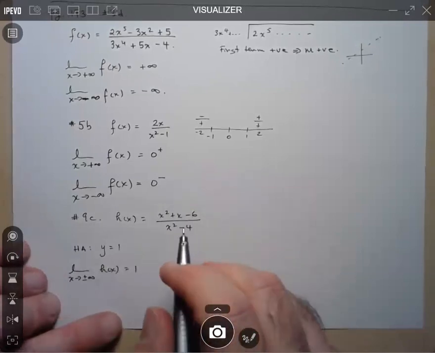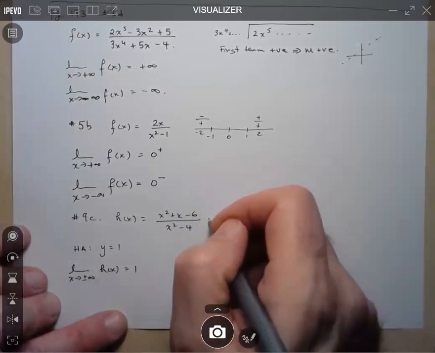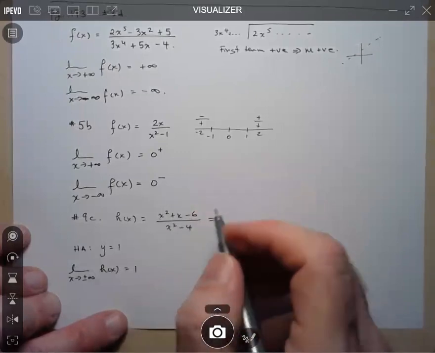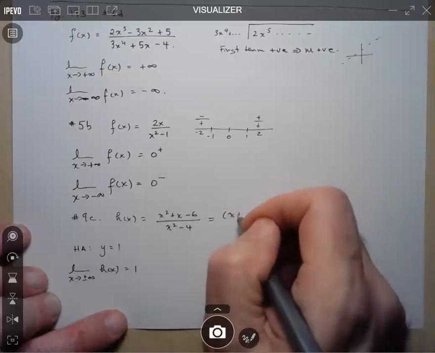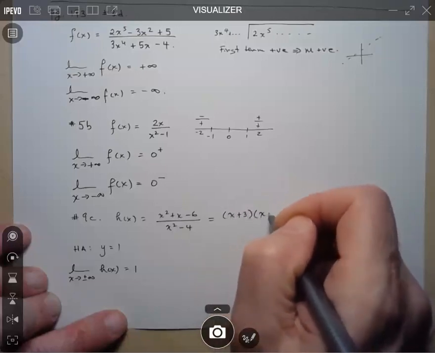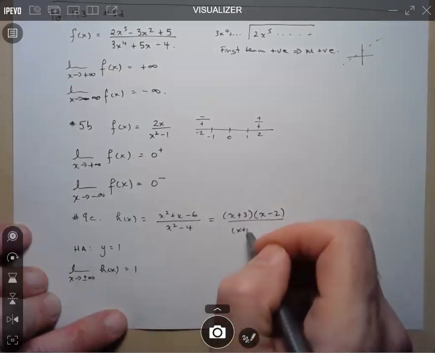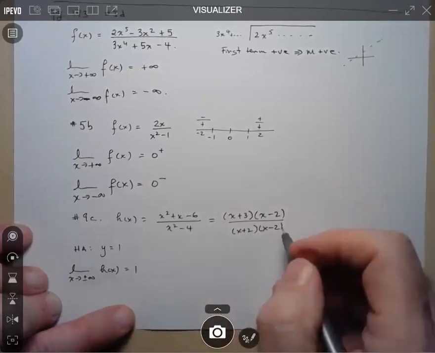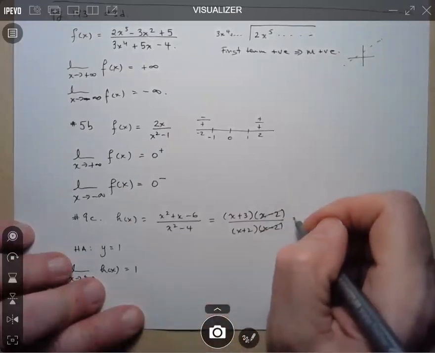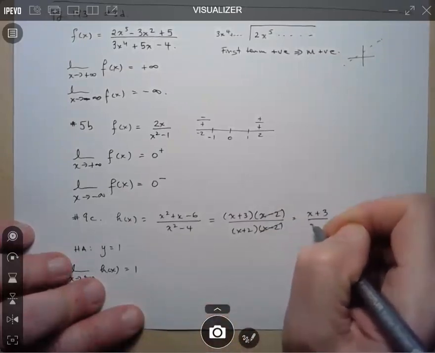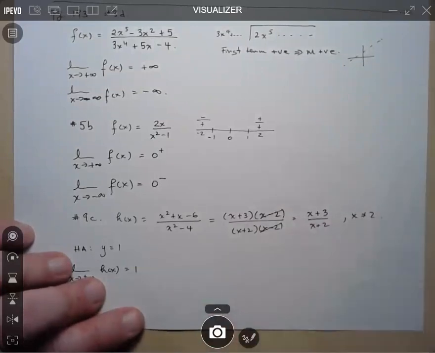But for the vertical asymptotes, I know I need to be careful with anything where the denominator is equal to 0, because I better check to see if there's anything that's going to reduce. So let me factor this. So this is going to be x plus 3 times x minus 2 over x plus 2 times x minus 2. And we see that indeed there is going to be a hole with this function.